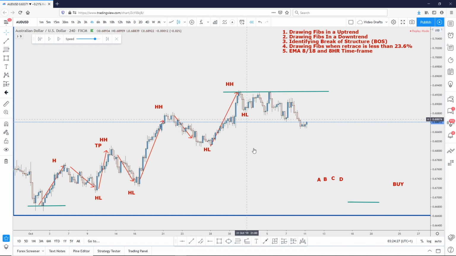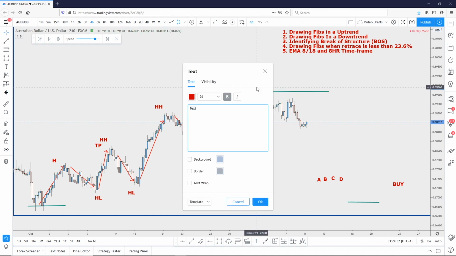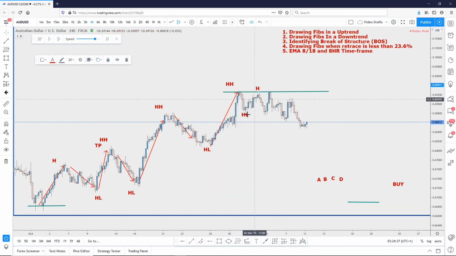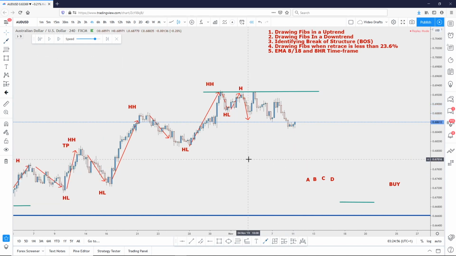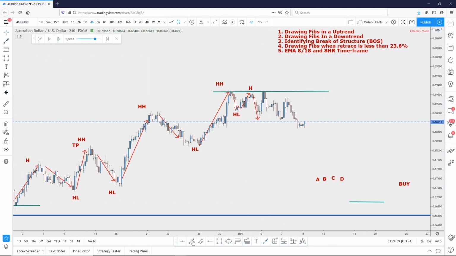So here, let's just keep drawing in our labels here. We're going to label this as a high. And then we're expecting it to do something like this. We thought it would be going like that, but it didn't happen. It came up here, got stuck. Well, this is where break of structure happens, right here. I'm going to draw it in for you right here.